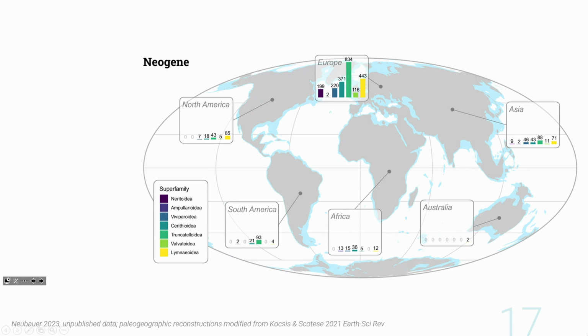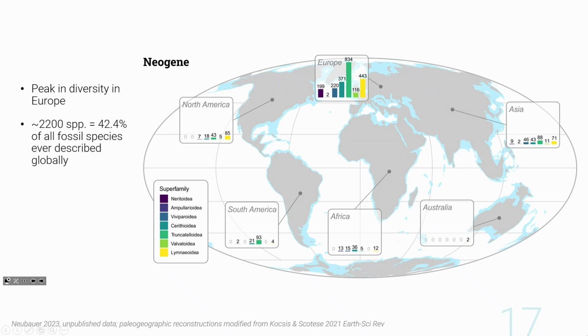In the Neogene, we pick up diversity, and we have the all-time peak, basically. So here we have like the highest number of species ever. A peak in Europe, and just to give you some numbers, for a time interval of 20 million years, we have 42% of all the species ever described from the entire fossil record of the world.